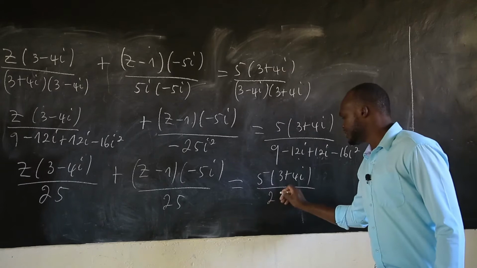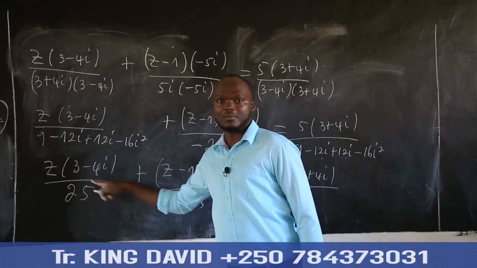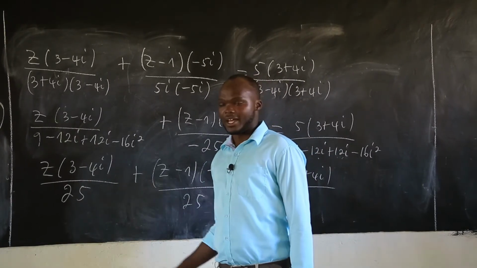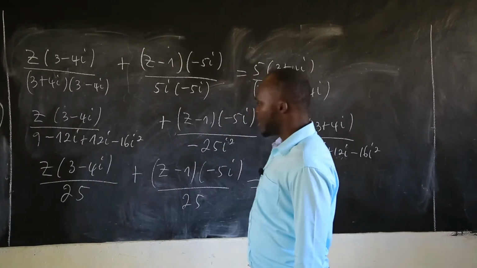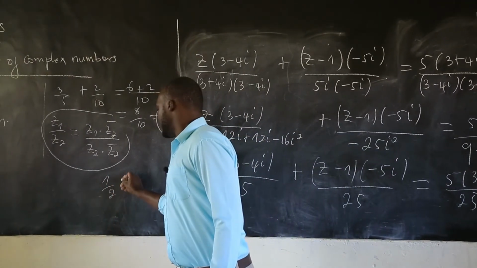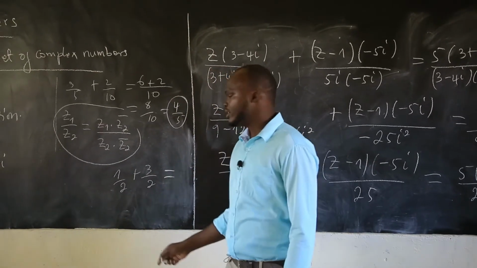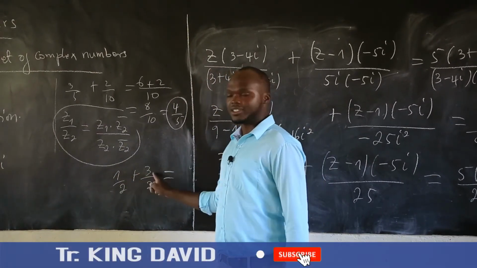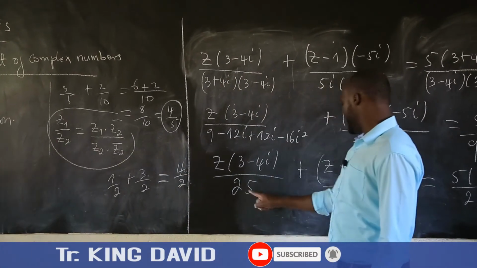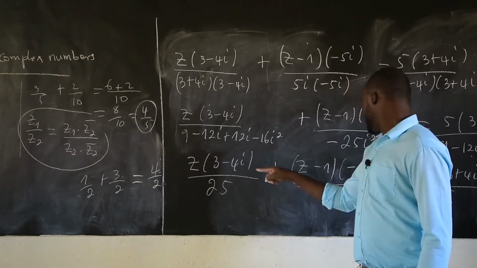We have 25 here. Now, you see on the denominator we have a real number. Since on the denominator we have a real number, here we can use the LCM. And remember, when you have something like 1 over 2 plus 3 over 2, with the same denominator we just add the numerators. That is 4 over 2. The same applies here. We have the same denominator, so we just add the numerators.